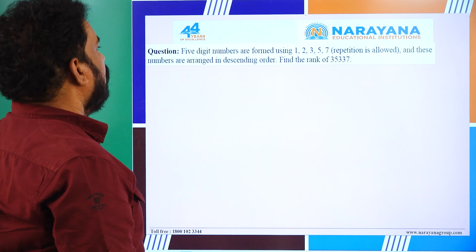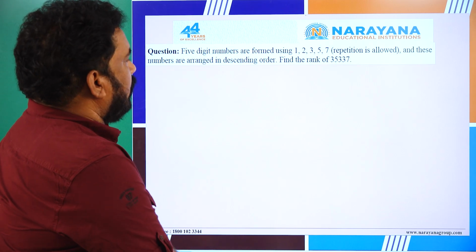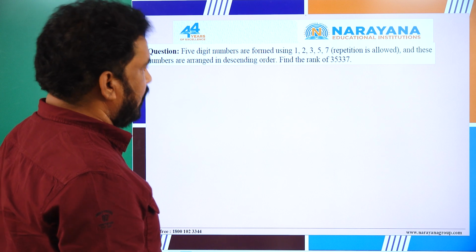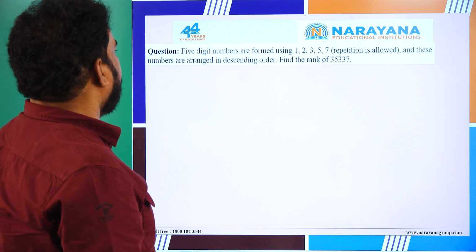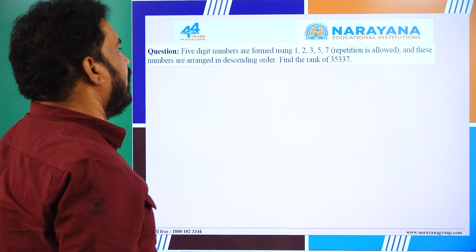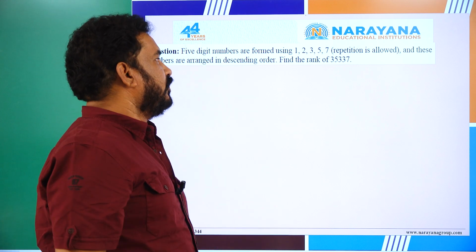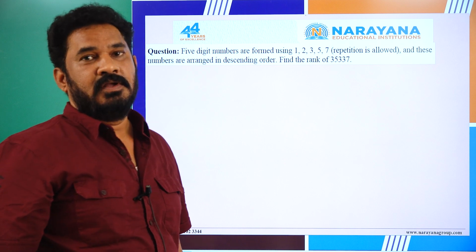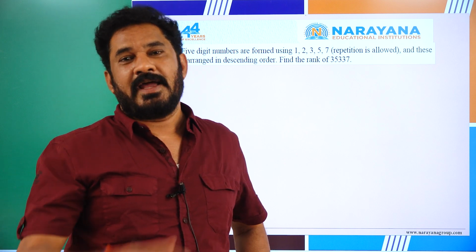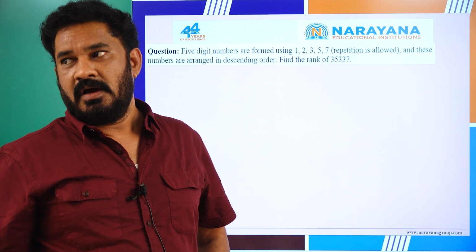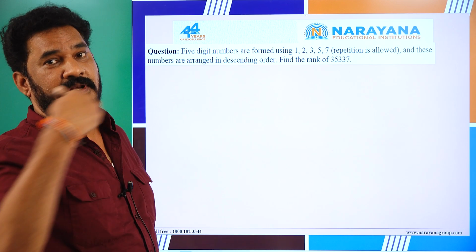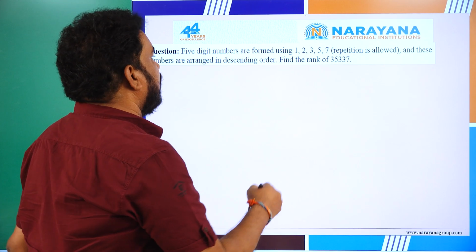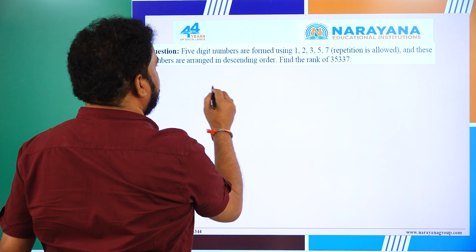Next question. 5-digit numbers are formed by using 1, 2, 3, 5, 7. Repetition is allowed, and these numbers are arranged in decreasing order. Find the rank of 3, 5, 3, 3, 7. Usually we will find the rank in increasing order, in dictionary order, but here the question has given the reverse. So decreasing order means take the numbers.